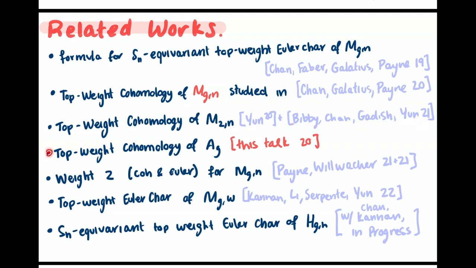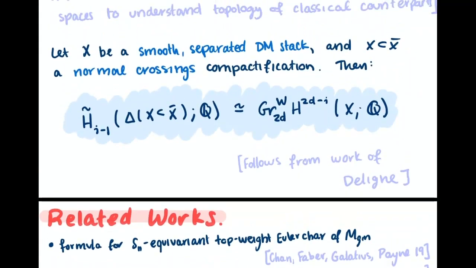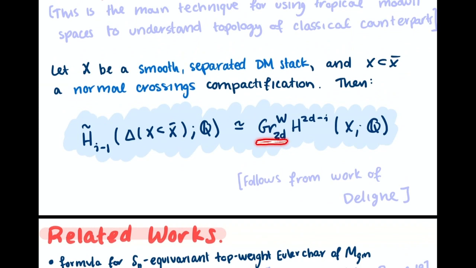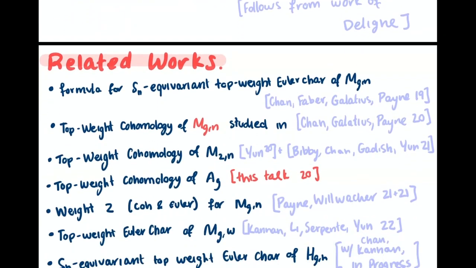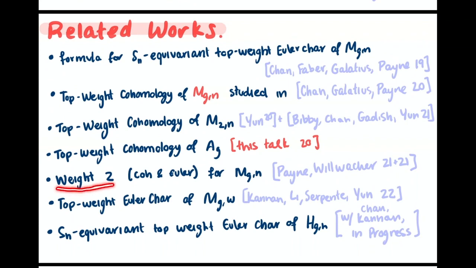And then in this talk, we're going to talk about the top weight cohomology of A_g. Then something called weight 2 cohomology is studied by Payne and Willwacher in two papers in 2021. So what is weight 2? Going back quickly to this, I said that this was something called top weight. So you might wonder if that means that there are other weights, and there are. And people have started thinking about how to enhance these computations so that you can look into other weights.